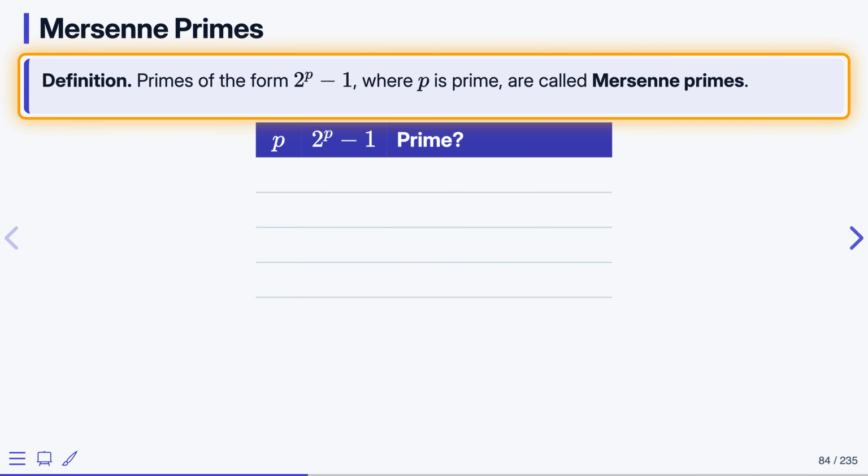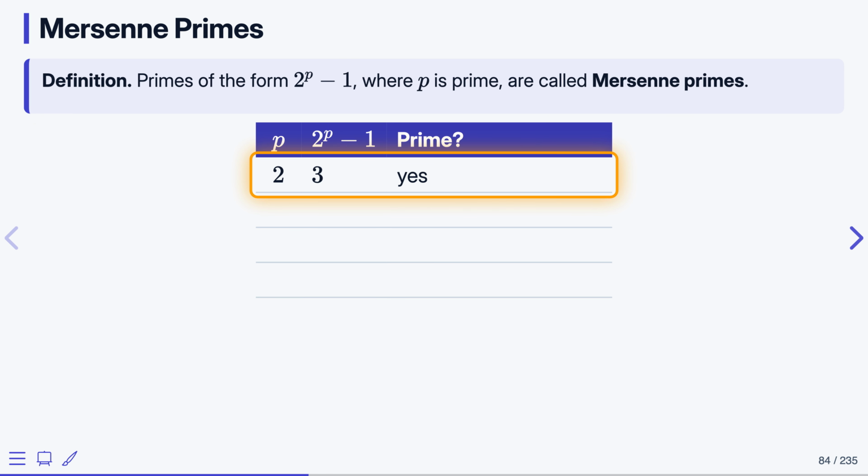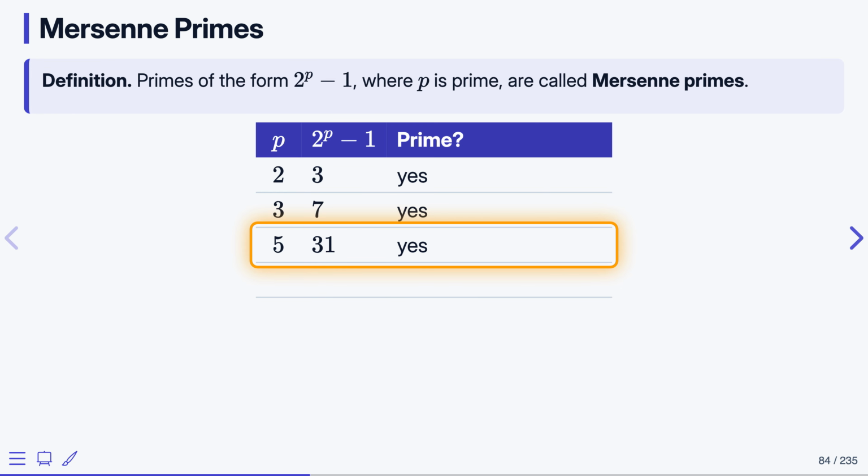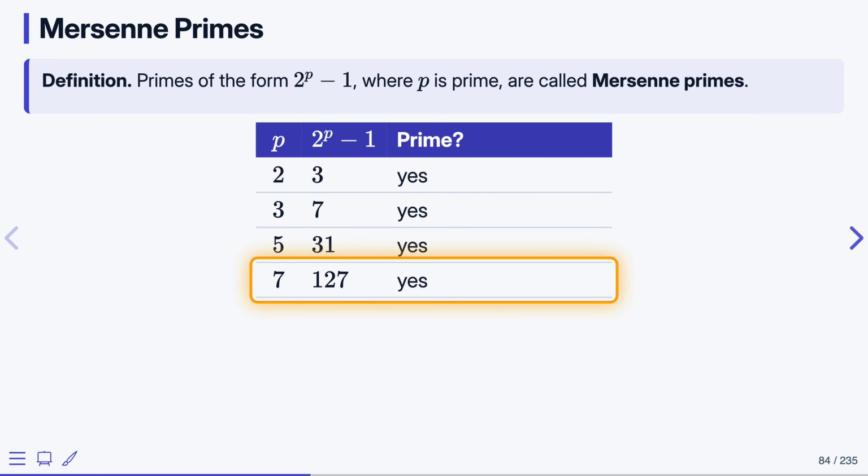Some primes have a special shape. Take 2, raise it to a prime power p, then subtract 1. If the result is prime, we call it a Mersenne prime, after the French monk Marin Mersenne. Let's try small primes for p. p equals 2. 2 squared minus 1 is 3, prime. p equals 3. 2 cubed minus 1 is 7, prime. p equals 5. 2 to the 5th minus 1 is 31, prime. p equals 7. 2 to the 7th minus 1 is 127, prime.